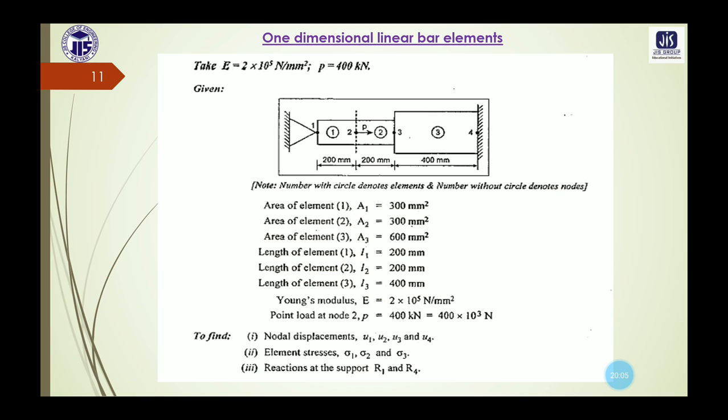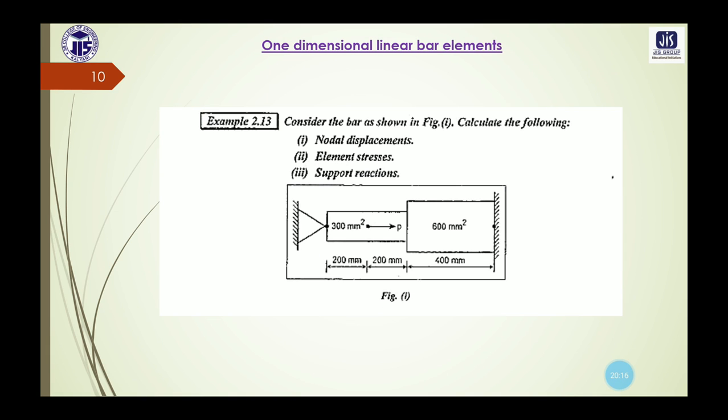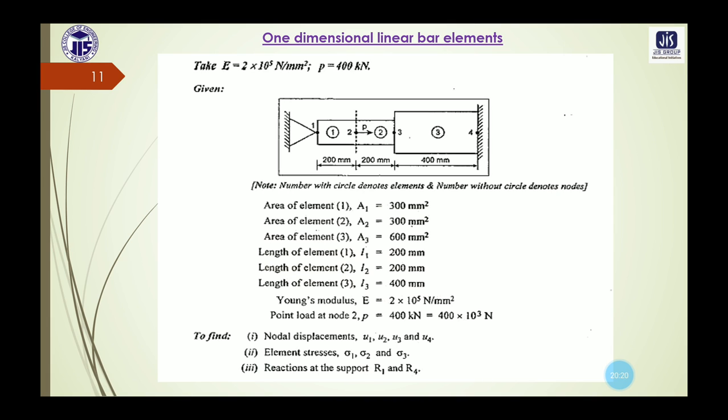Now the area A1 is given as 300 millimeter square, which you can see in this diagram. Then area A2 is also given as 300 millimeter square, and area A3 is given as 600 millimeter square. Then the length of the element L1 is 200 millimeter, L2 is 200 millimeter, and L3 is 400 millimeter.